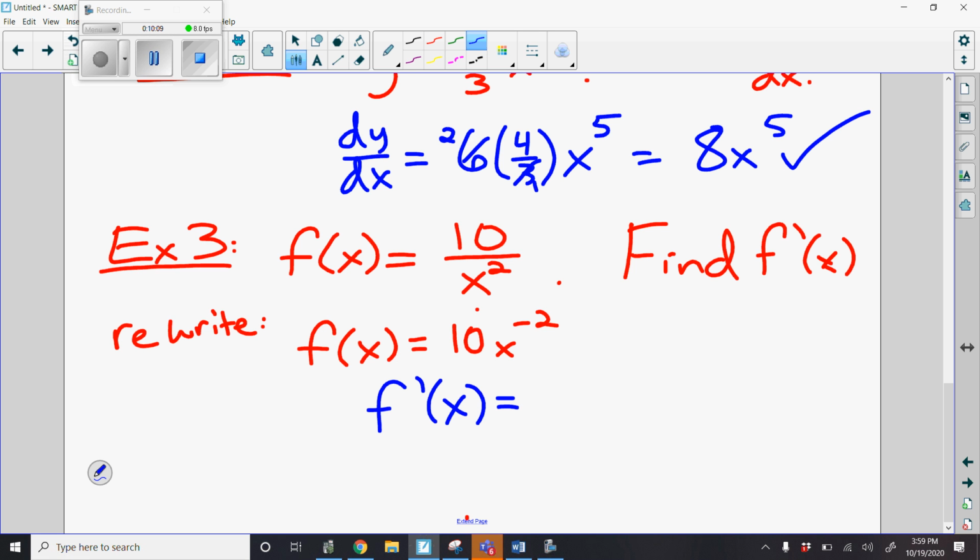And I can multiply power by coefficient. So negative 2 times 10 is going to give me negative 20x. Please don't say x to the negative 1 here. Right? We have to reduce the power by 1. Negative 2 minus 1 is negative 3. Okay. Now, that is a perfectly correct answer for f prime of x.